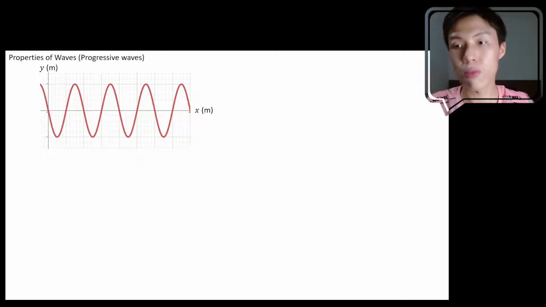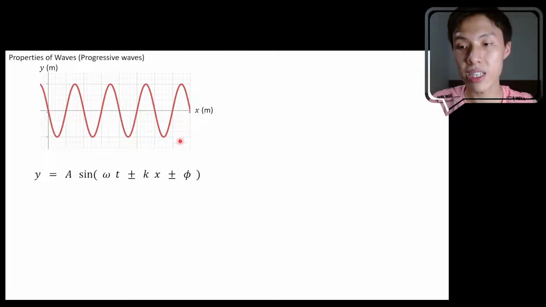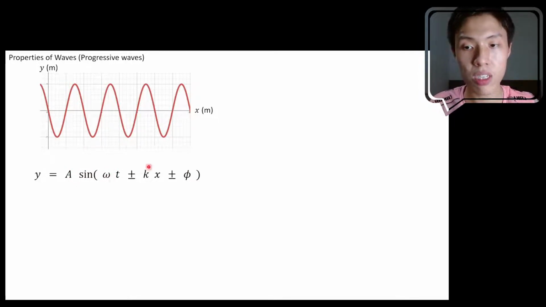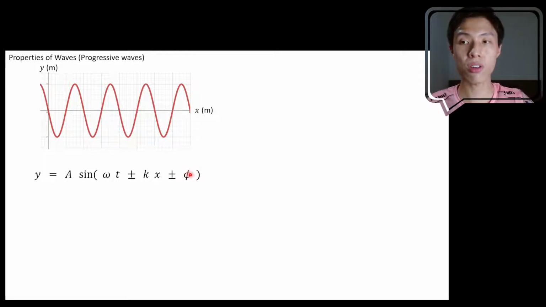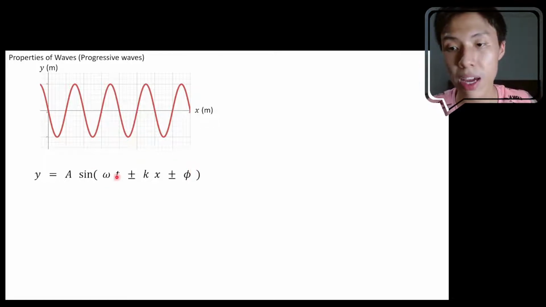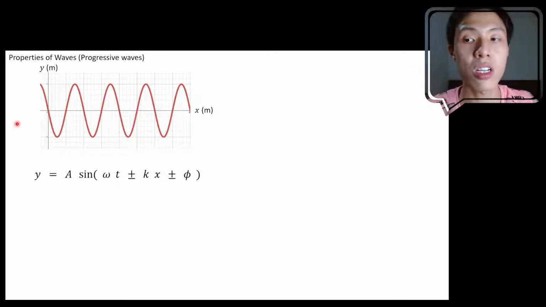So we can describe the progressive wave using an equation. The equation that we can use to describe the displacement of a progressive wave is this equation over here. If you have your values for A, omega, and k substituted in, and phi as well, the amplitude, the angular frequency, the wave number, and the phase constant, you have a complete equation in which you are able to know what the wave looks like at any moment in time, at any position along the wave.